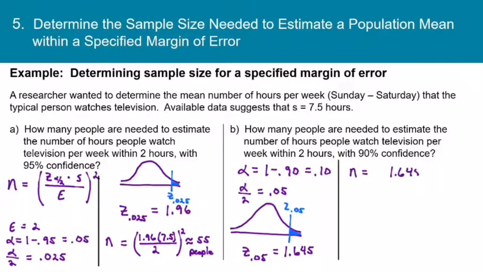And now we can plug into our formula. n equals z sub alpha over 2 times s all over e, total squared. And that comes to 38 point something, which we will round to 39. So for a 90% confidence level, we would need 39 people in our sample. For a 95% confidence level, we would need 55 people in our sample. And that's really all there is to estimating sample size for a specified margin of error.